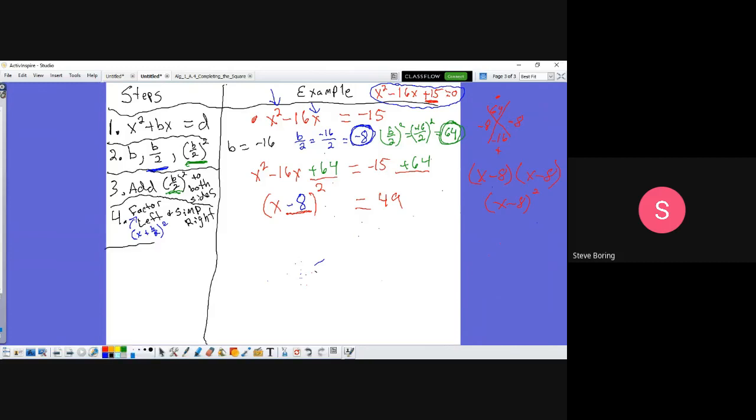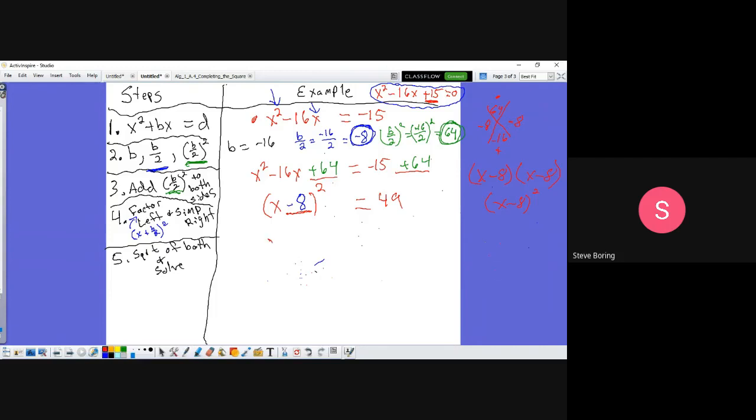Now to solve it, we need to get rid of the squared part. So to get rid of the squared part, you do the opposite, which is take the square root. So step 5 is going to be take the square root of both sides and then solve. So square root of both sides, square root, square root.